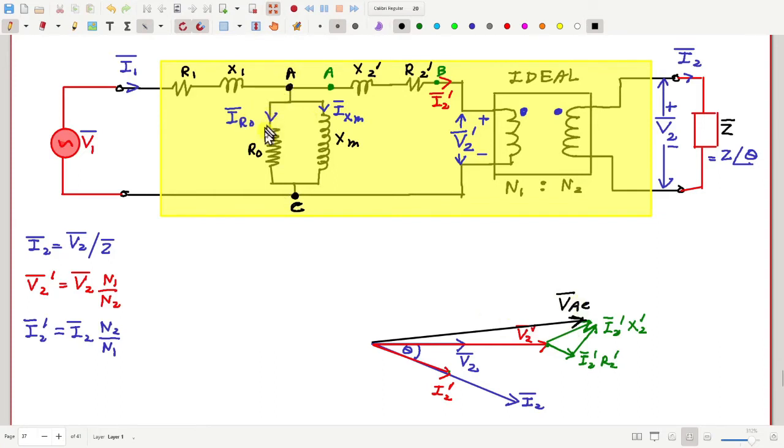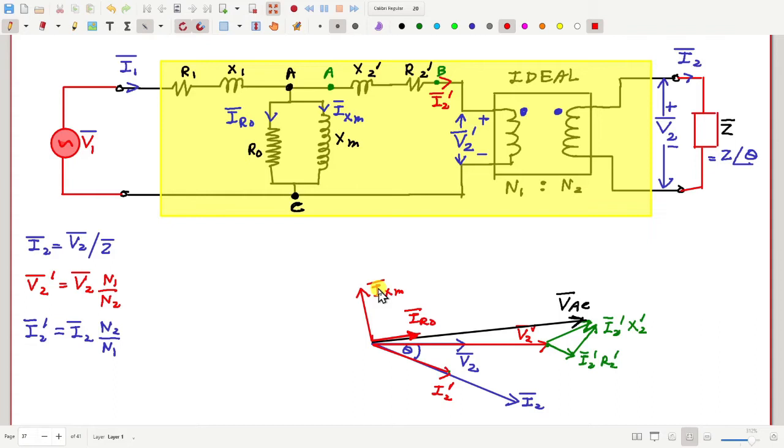We can find IR0 and IXM. How much will be IR0? IR0 will be proportional to VAC, and it will be a small quantity, in the same direction. So this is IR0. And how much will be IXM? That will be perpendicular to VAC, and a small quantity because XM is large, like this. This is IXM. Okay, fine.